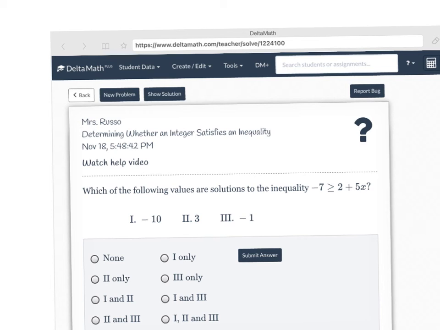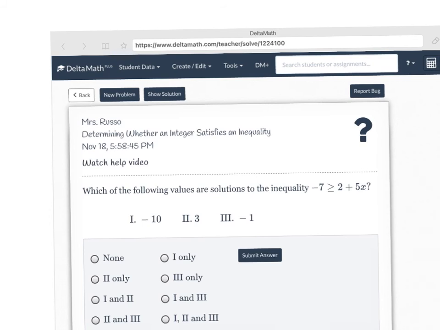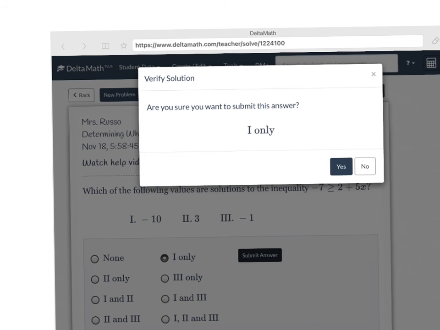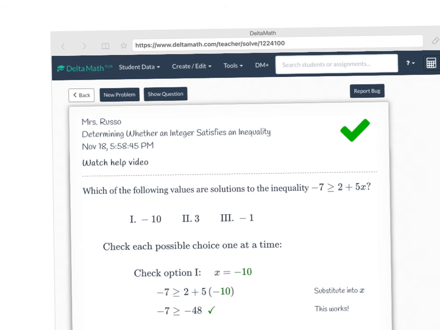Now I'll do the same thing with the number -1 and check to see if that's part of the solution set. So 5 times -1, 2 plus that, is 2 minus 5, which is -3. Is -7 greater than or equal to -3? No, it's not. So my answer here would be 1 only. Let's check if I got that right. I'm going to say 1 only, submit, and I was correct. Okay, so that's the first type of problem.